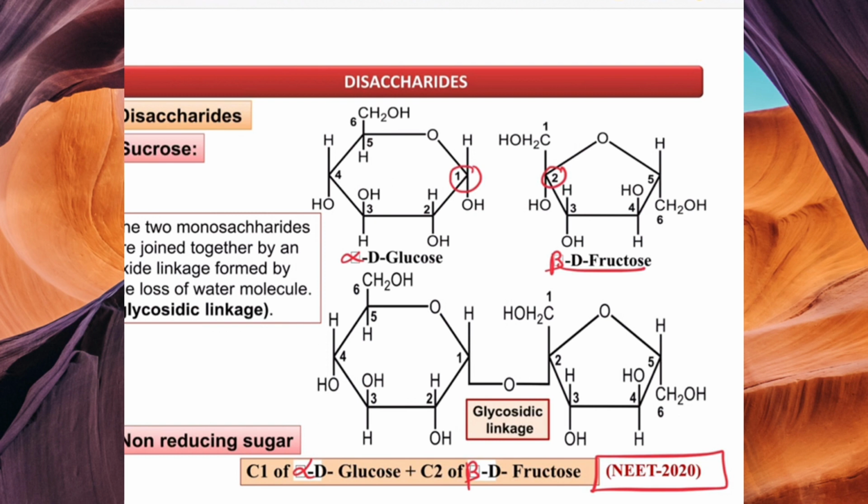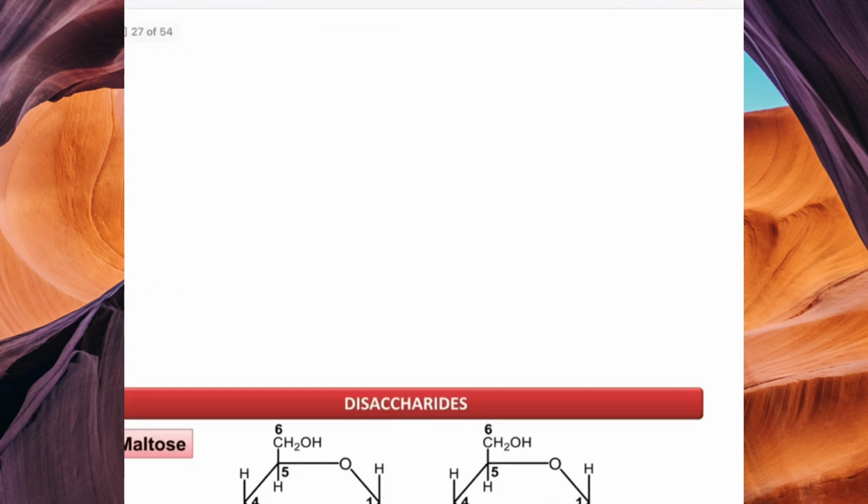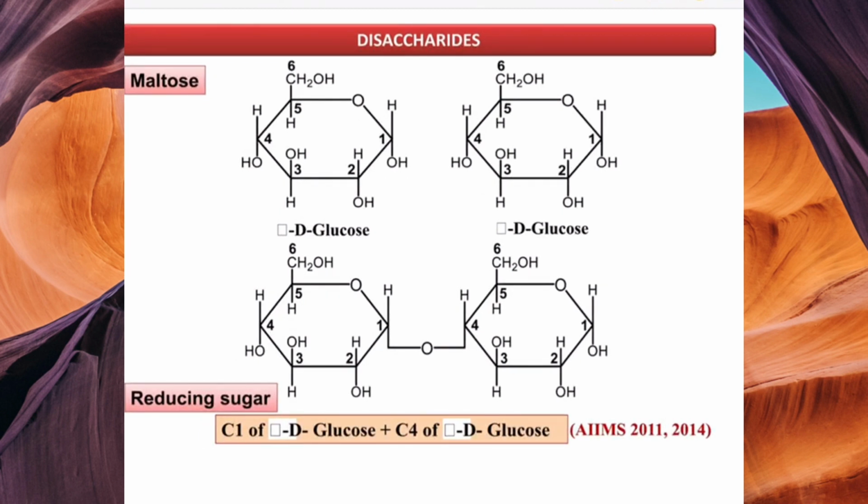The C1 carbon of alpha D glucose and the C2 carbon of beta D fructose bind by eliminating water, by an oxide linkage. That linkage we are calling glycosidic linkage. There is no free aldehyde or ketone group, therefore it is a non-reducing sugar. And it is an invert sugar.